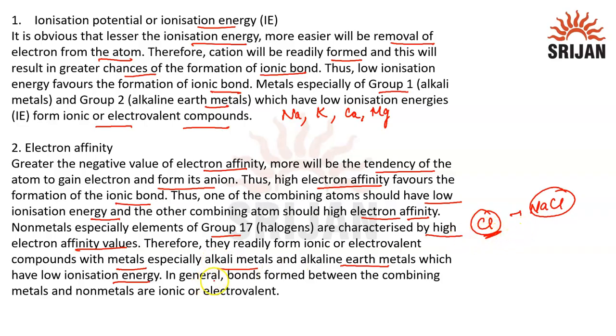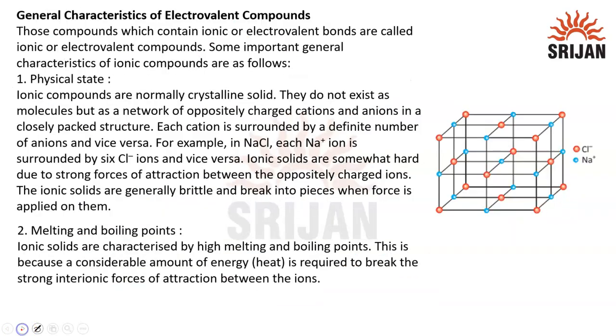So in general, we can say bonds formed between the combining metals and non-metals are ionic. So one has to be a metal which will donate the electron, and one has to be a non-metal which will gain the electron to form ionic bond.